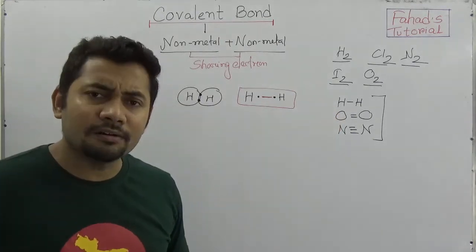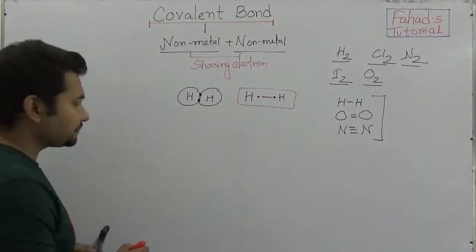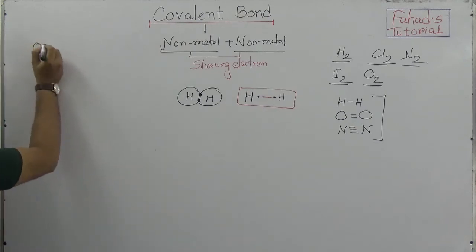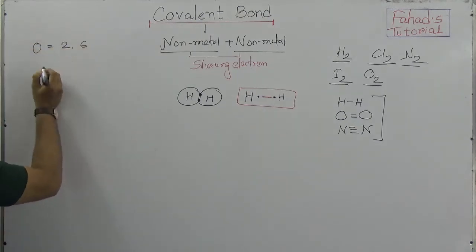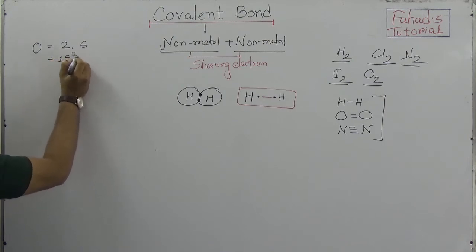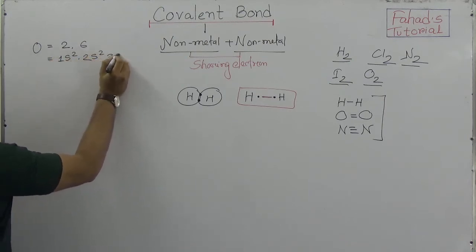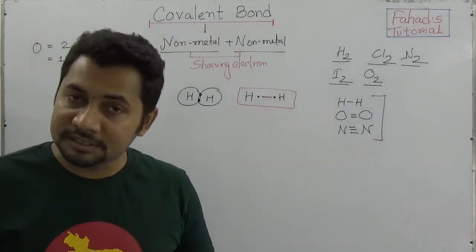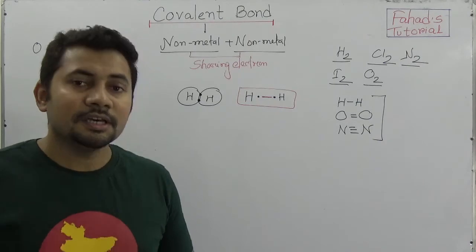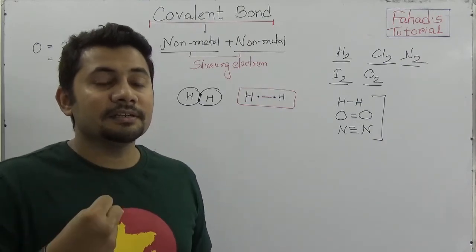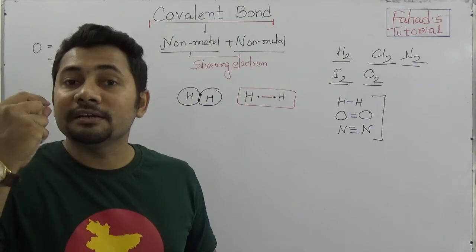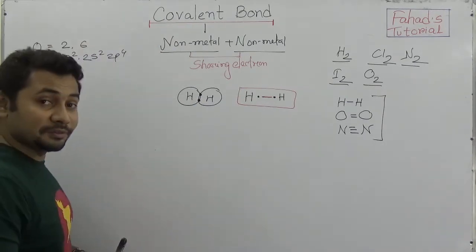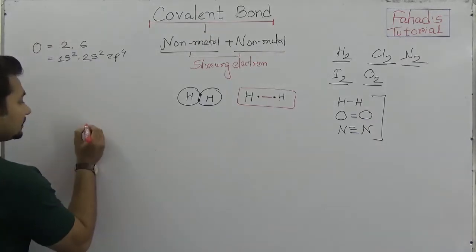What's going on regarding oxygen? We know that the electron configuration of oxygen is 2, 6, that means 1s2, 2s2, 2p4. You know already that the outermost shell of oxygen has 6 electrons. So to get a stable electron configuration, it requires 2 more electrons. But who will give these 2 more electrons? If 2 oxygens bind together, what happens?